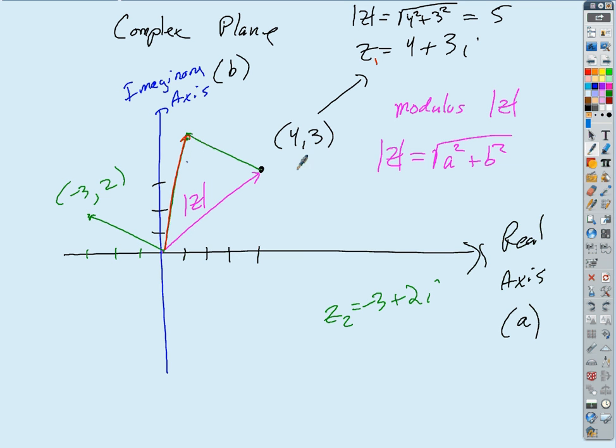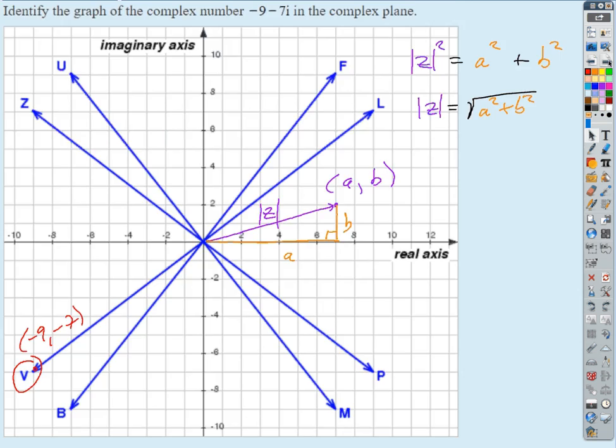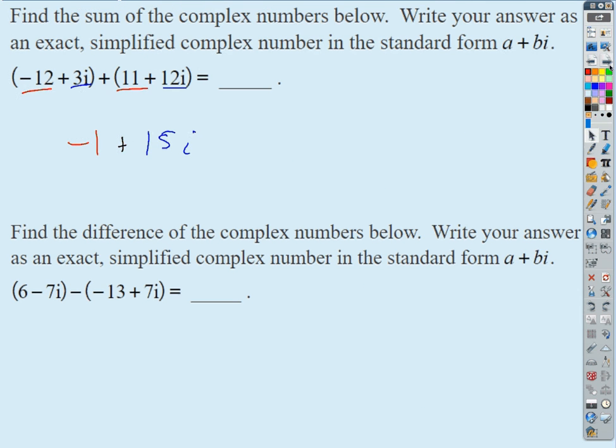And so when I add those up tip to tail, I know I'm going to end up in a place that has an x coordinate of 4 plus negative 3, which is 1. Right? When I add this vector to this vector vertically, well, the pink vector means I'm moving vertically by 3, and the green vector means I'm moving vertically by 2. So what's the y coordinate going to be? 5. 3 plus 2. Right? So it does work when we add these things tip to tail. That's the very same thing as just adding like terms in the vector, or in the complex number. So all we're doing when we're adding complex numbers is just combining like terms.